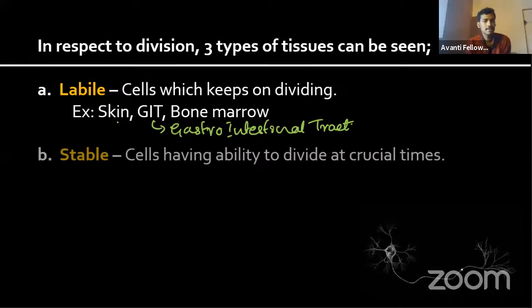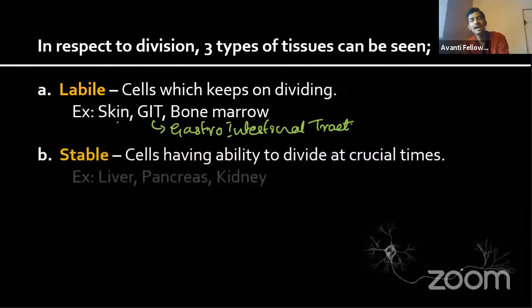Second type of cells are stable cells. This means they have the ability to divide, but they won't divide regularly. They only divide during crucial times, that means when a particular type of these cells is needed. The examples are cells of the inner organs like liver, pancreas, and kidneys.